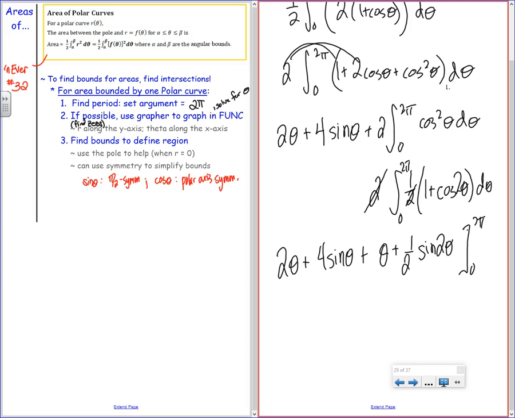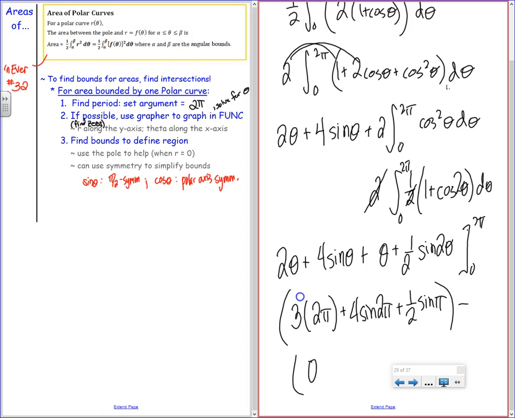So then I would have 3, because 2 plus 1, right? 3 times 2 pi plus 4 sine of 2 pi plus 1/2 sine of, f of b minus f of a, which would be 0. 2 and 1 is 3. 3 times 0 is 0. Plus 4 sine of 0 plus 1/2 sine of. Final answer would be 6 pi.